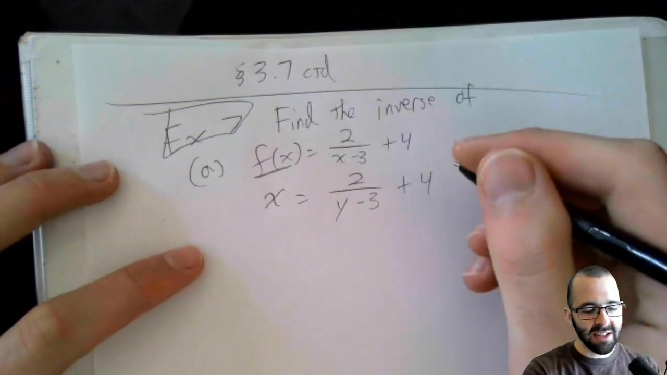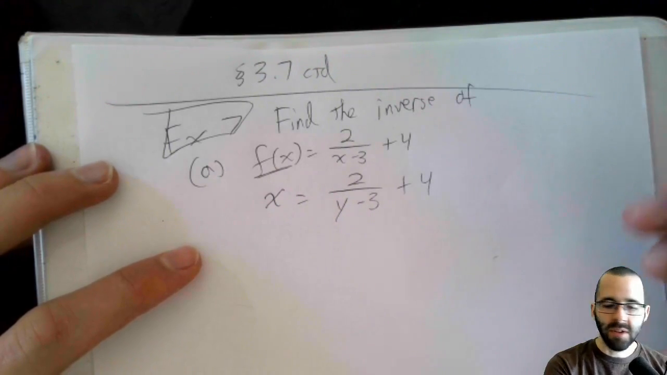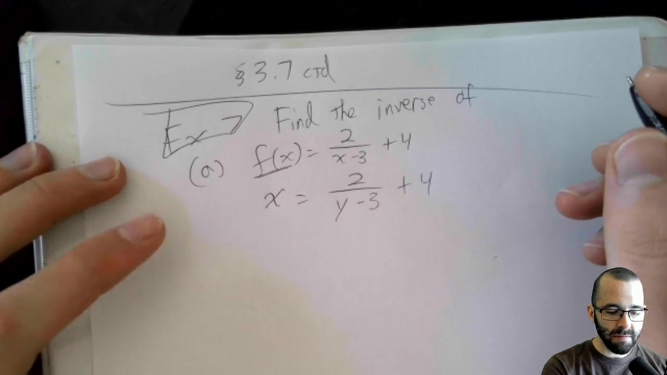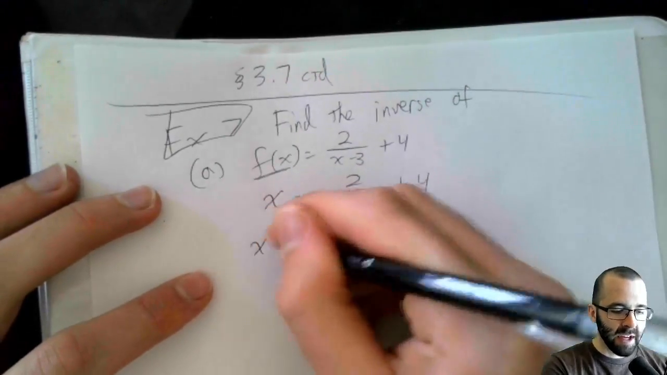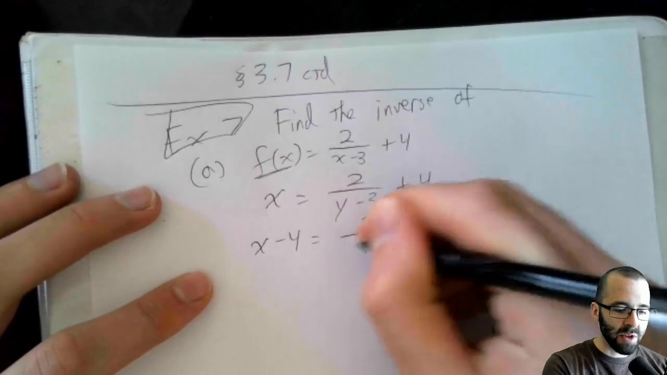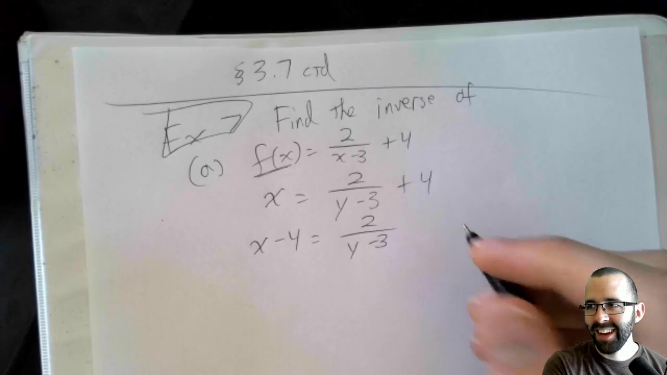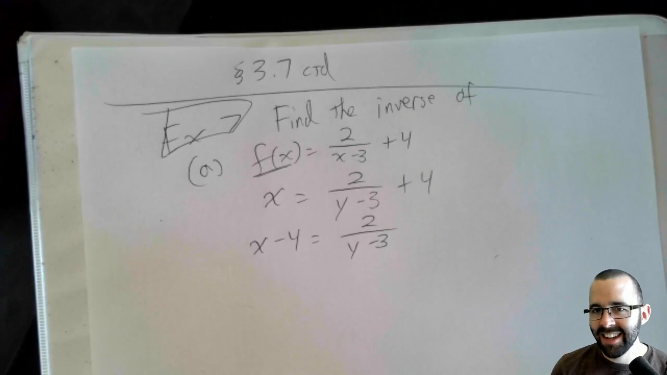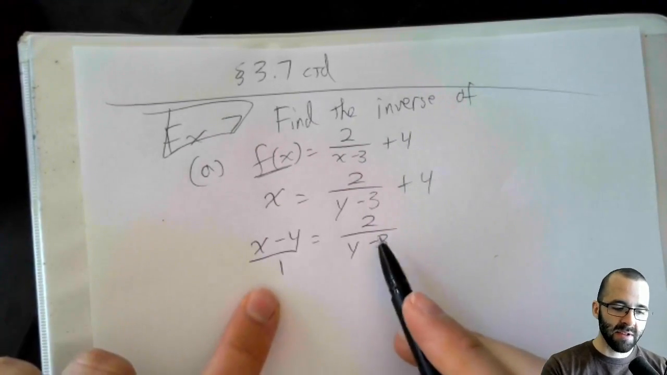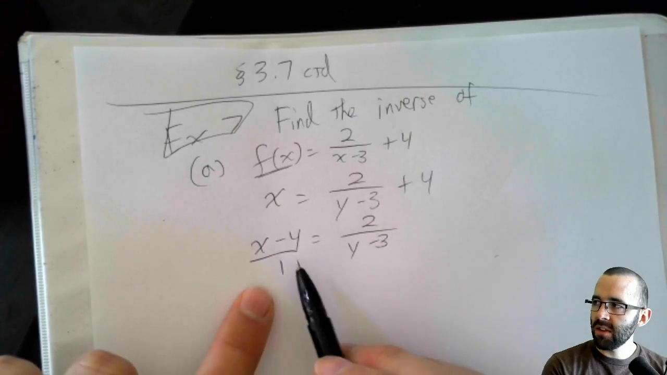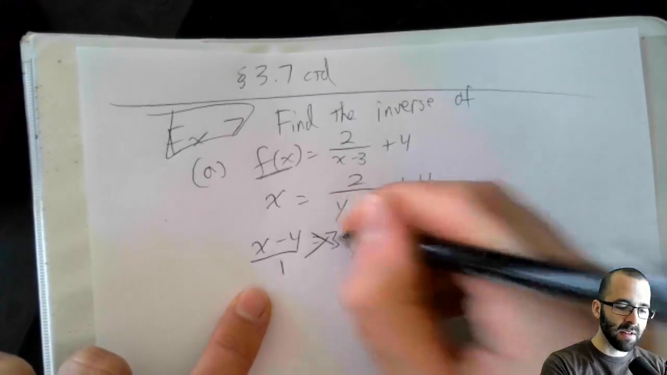Okay, so we multiply both sides of the equation by the LCD, y minus 3. If you wanted to move the 4 over first, you could. I'm going to move the 4 over, actually. So you get x minus 4 equals 2 over y minus 3. And say you didn't like multiplying by the LCD. Hypothetically, you could also think about this as two ratios equal to each other. x minus 4 divided by 1 is the same thing. And you could also just cross multiply if you wanted.